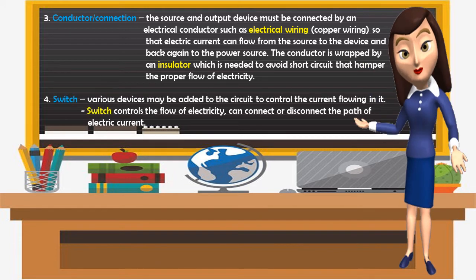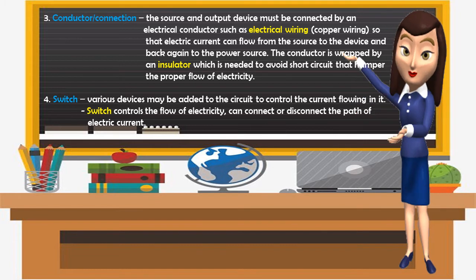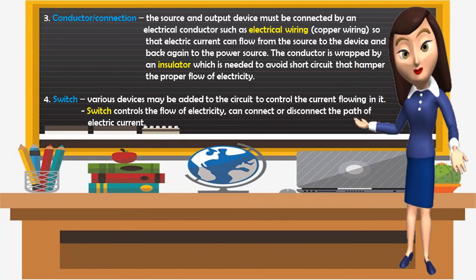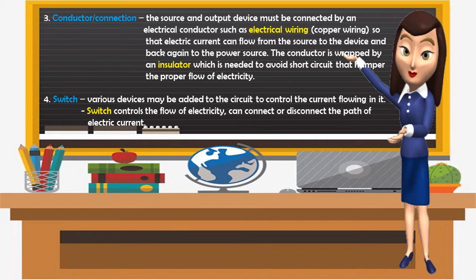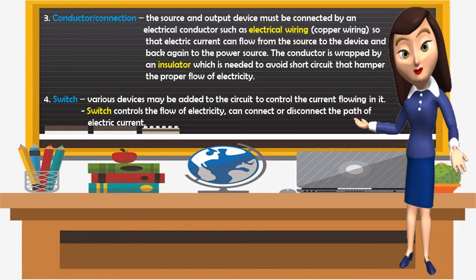The last part of an electric circuit is the switch. Various devices may be added to the circuit to control the current flowing in it. A switch controls the flow of electricity; it can connect or disconnect the path of electric current.